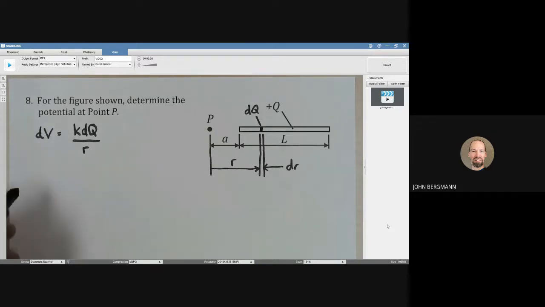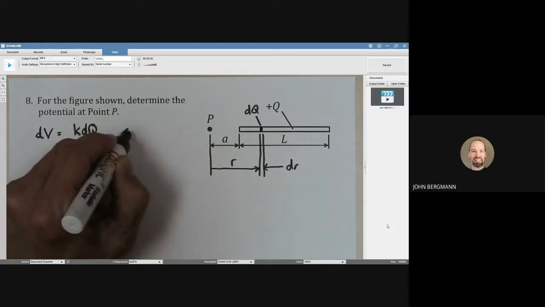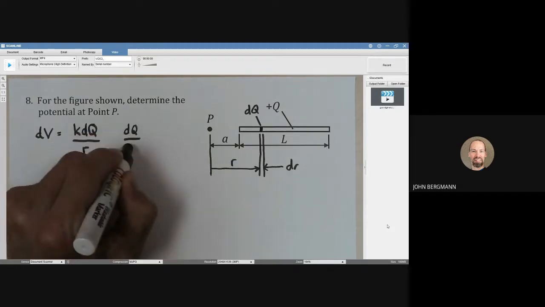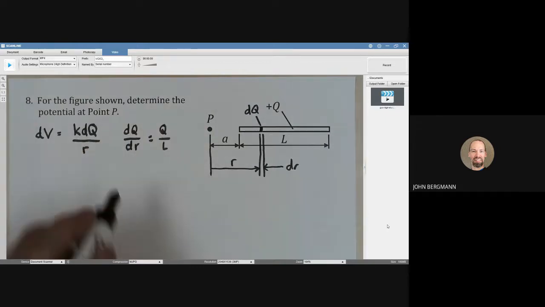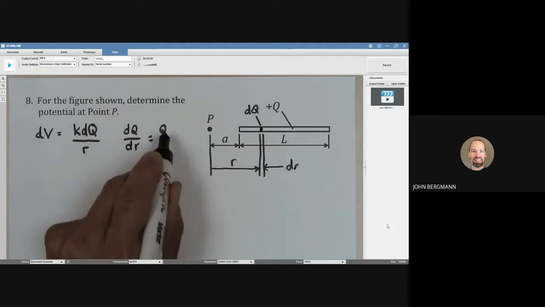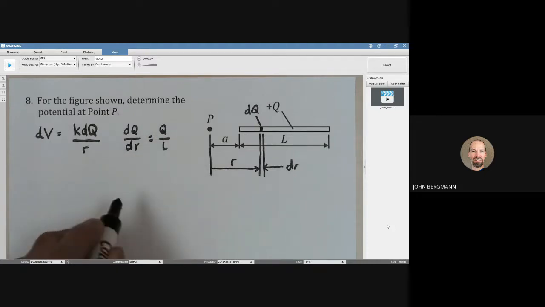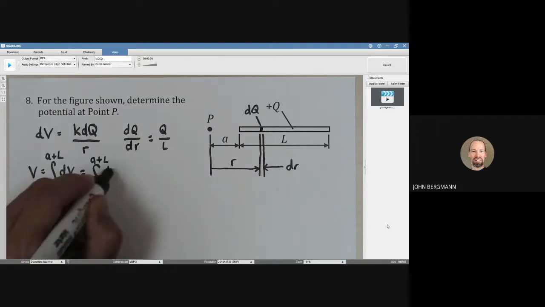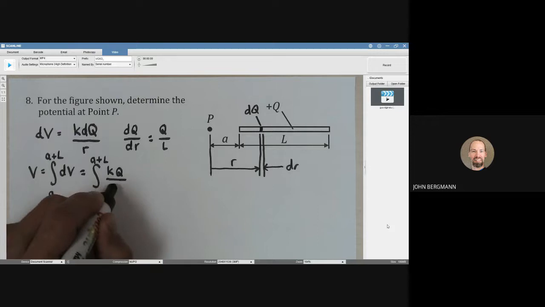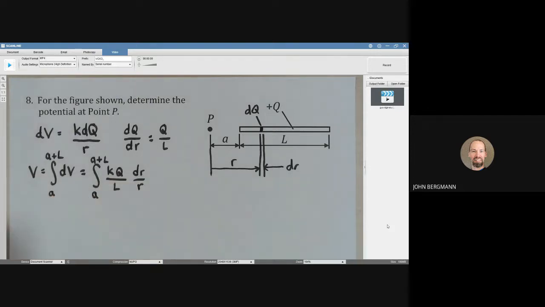How are we going to do that? Well, let's see. What is dq equal to? It looks to me like dq relative to dr is the same as Q relative to L. So that means that dq is going to be Q over L times dr. If we want the total potential, we're going to have to sum up all of these little potentials from R equals A to R equals A plus L, K Q over L, dr over R.